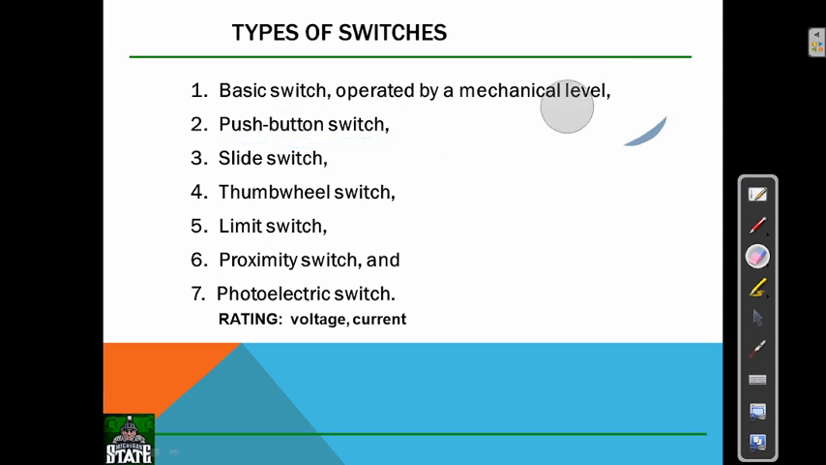Then the slide switch and limit switch. A limit switch we can use for a particular limit. If we want to switch on some motor or bulb up to a particular limit, we will use that limit switch. Likewise, the proximity switch as well as the photoelectric switch.